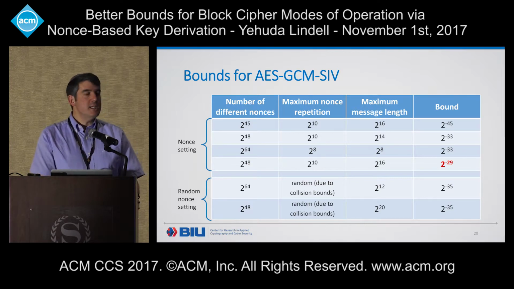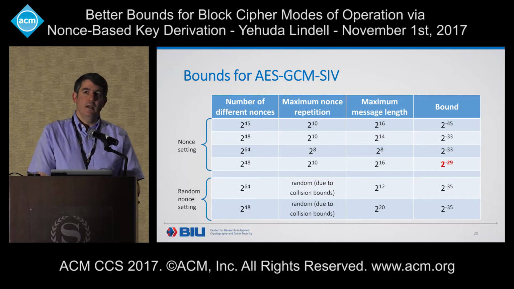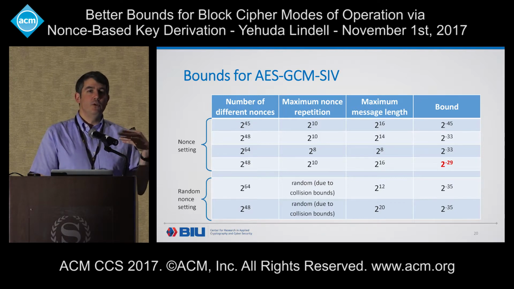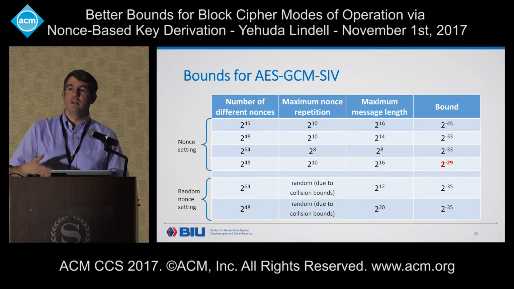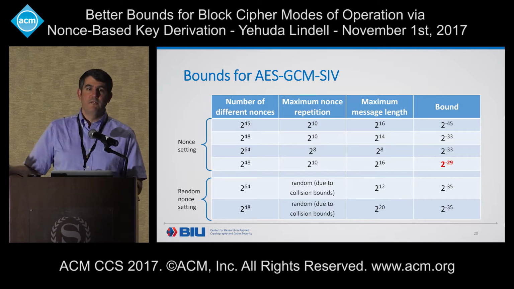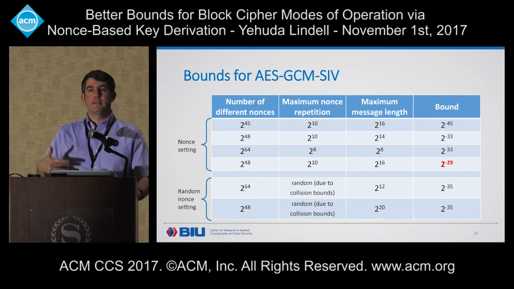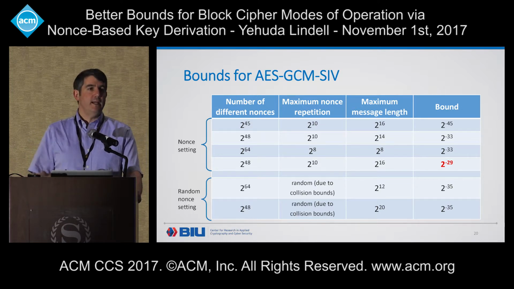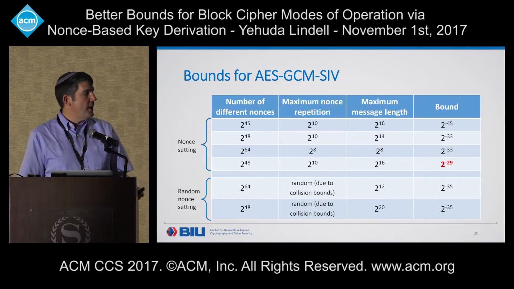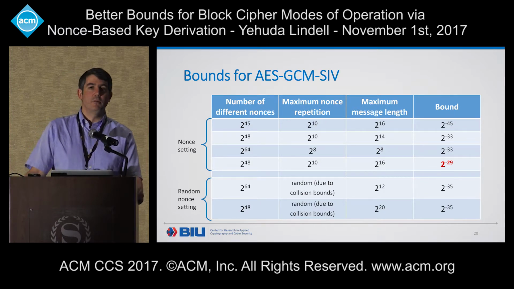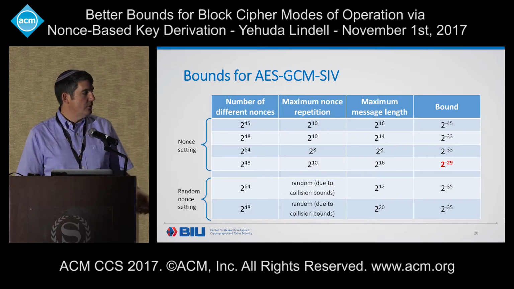One thing which is important to note is that if you reuse nonces at a very, very high rate, then this does affect the bound. It affects the bound because you're no longer using different keys each time. So the advantages that you get from nonce-based key derivation degrade the more you reuse a key. So if you're encrypting 2^48 messages, so 2^48 different nonces, messages of 2^16, then you actually get 2^-29, which is no longer good enough.